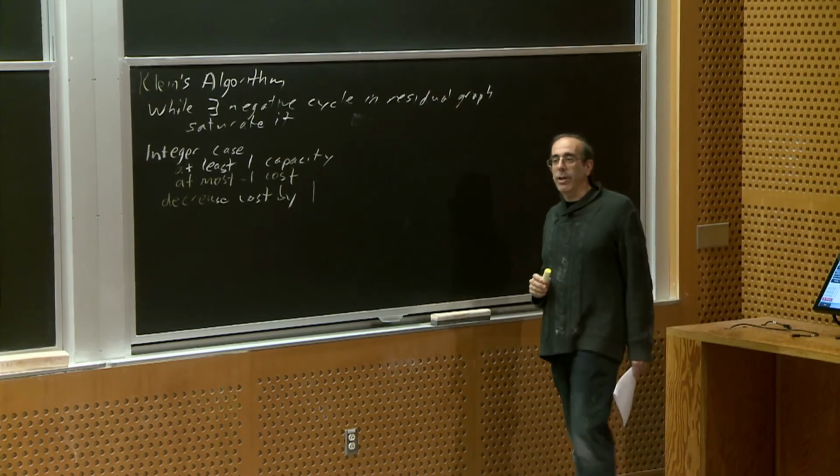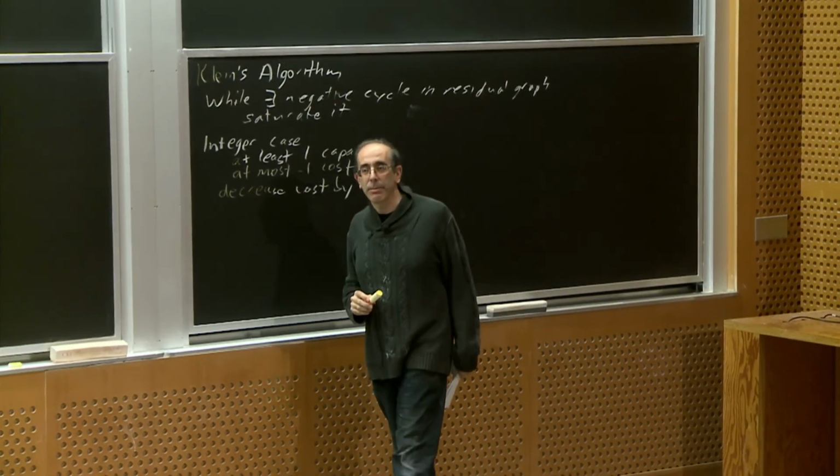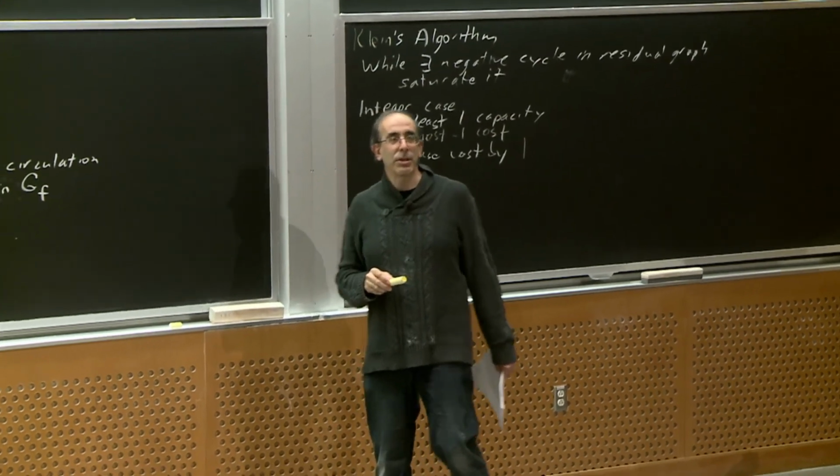So how often can we do this before we must have a max flow, or so before we must have a min cost circulation?